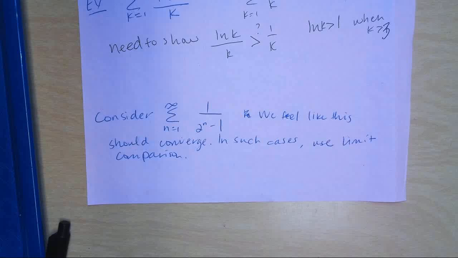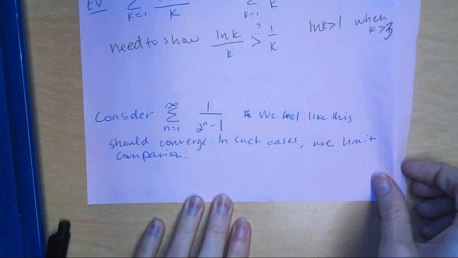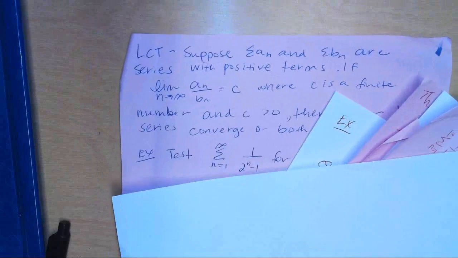then we can use something called the limit comparison test. So sometimes if the order isn't correct, but it's close, one is bigger than the other, and we need it to be smaller, but it's close, then we should use the limit comparison test.